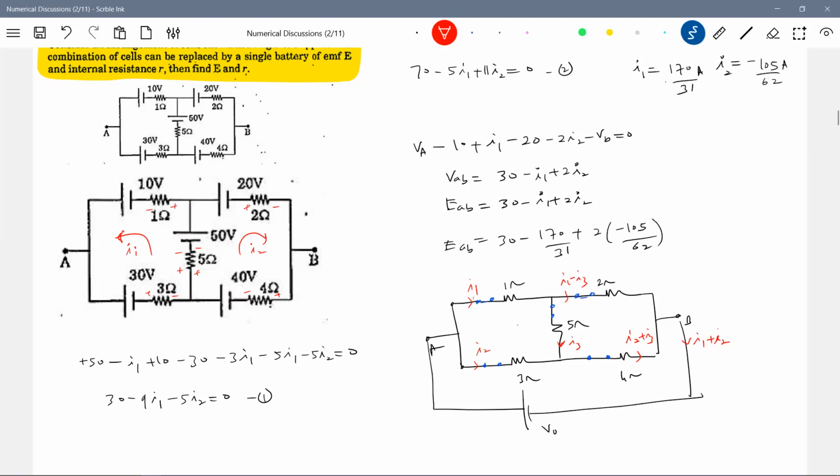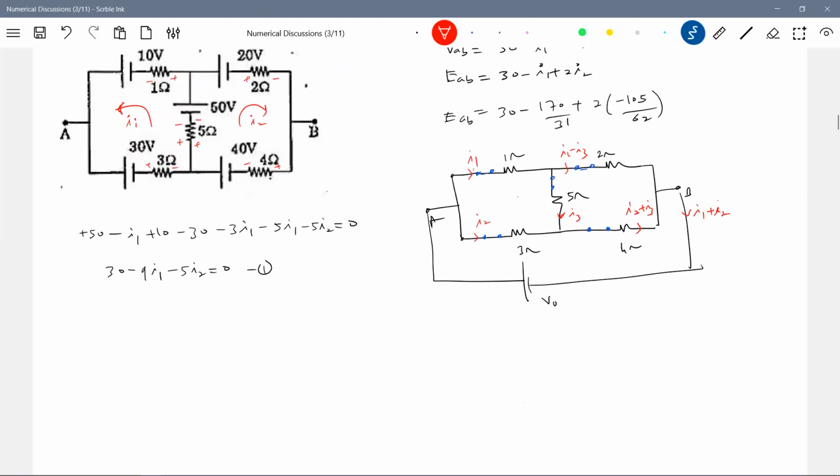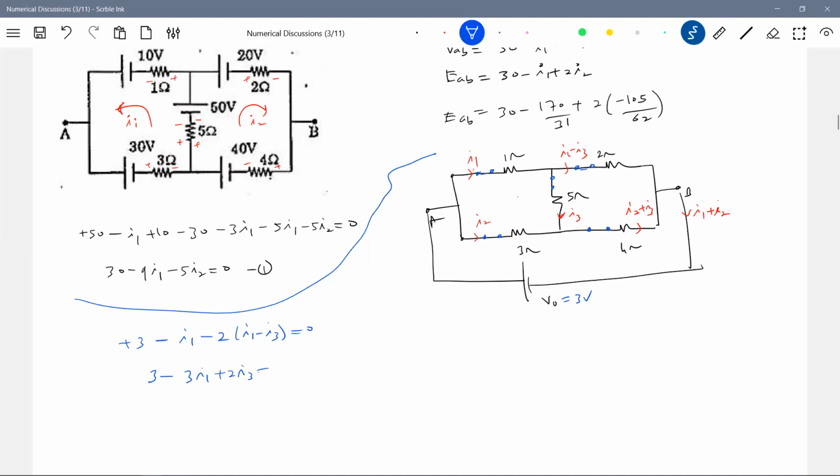V naught, sir, what is the value of V naught? Let's not bother. It's not a Wheatstone network, that is why I just took this condition. So based on this, it will be V naught plus V naught minus I1 minus 2 I1 minus I3 equal to 0. V naught, if you want, assume some 3 volt, it doesn't matter.